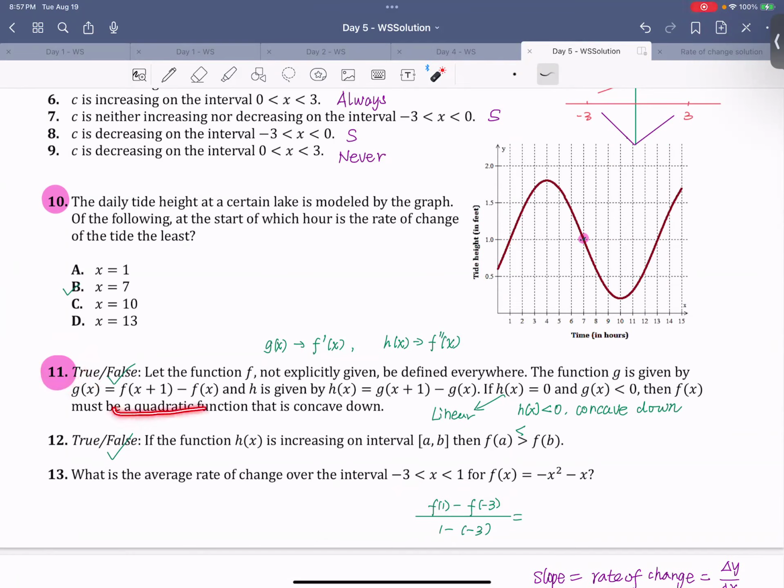This is the same thing as what I taught you just now. Your f function, and g is f of x plus 1 minus f of x. And your h is g of x plus 1 minus g of x. You can do this x plus 1 minus x. So that's basically calculating for who? It calculates 2, 1. This one is basically calculating the rate of change for f, right?